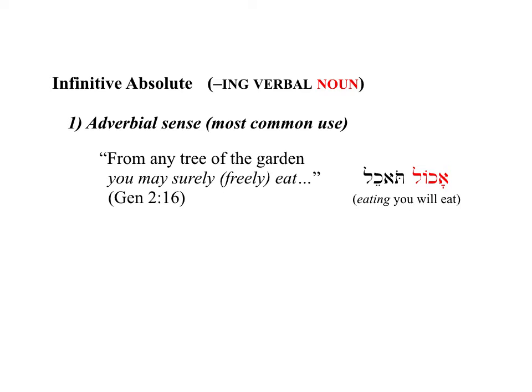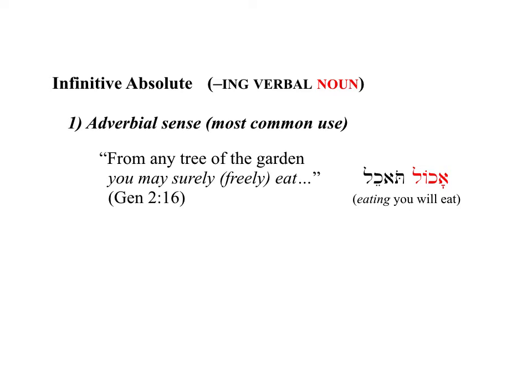Basically, what it does is it underscores the verbal idea by repeating it in an infinitive form. So here we read, from any tree of the garden, akol tokel, eating you may eat, or eating you will eat. This could mean from any tree of the garden you may only eat, you may surely eat, you may continually eat. Any of those meanings are possible.